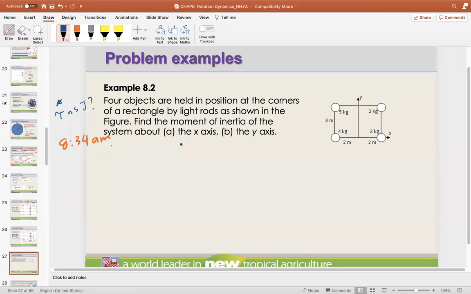Okay. For x-axis, I do 5 times 3 squared plus 4 times 0 squared plus 3 times 0 squared plus 2 times 3 squared. Ya, nak tulis. Lagi sekali. 5 times 3 squared, plus 4 times 0 squared, plus 3 times 0 squared, plus 2 times 3 squared. Okay, thank you.